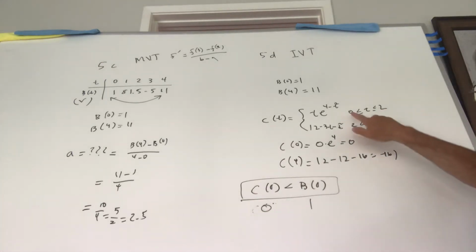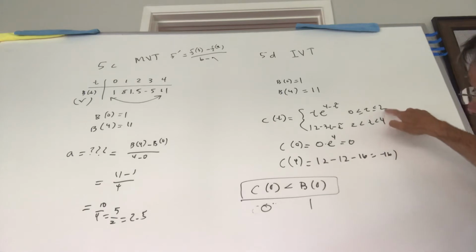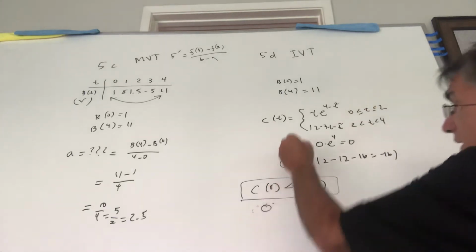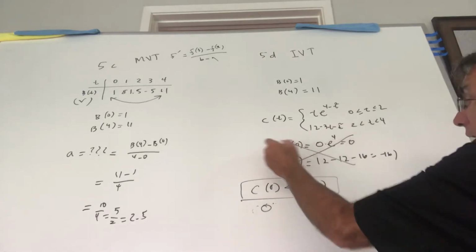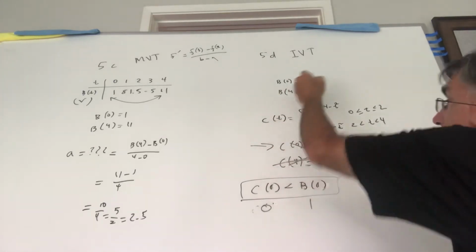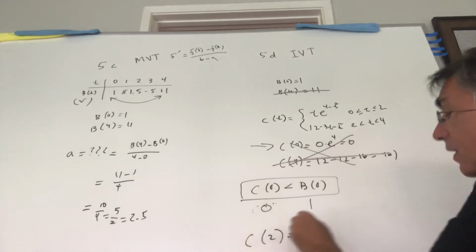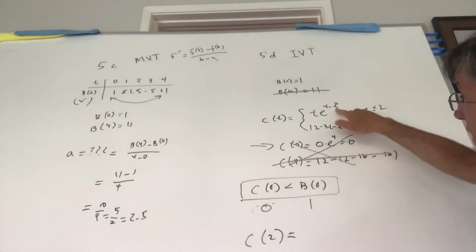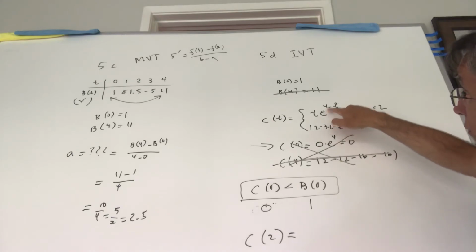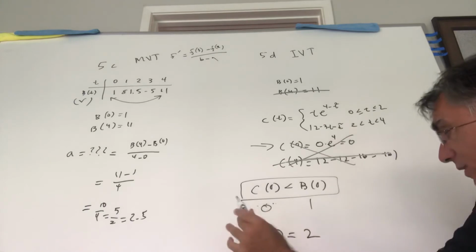Okay, let's try 0. No, we can't use 0. Let's try 2. If I put 2 in here, well, actually, this does work. The fours aren't going to work, unfortunately. Let's try C of 2. At 2 seconds, 2 squared is 4. 4 minus 4 is 0. E to the 0 is 1, so I get 2. Okay, this will work. I found one.